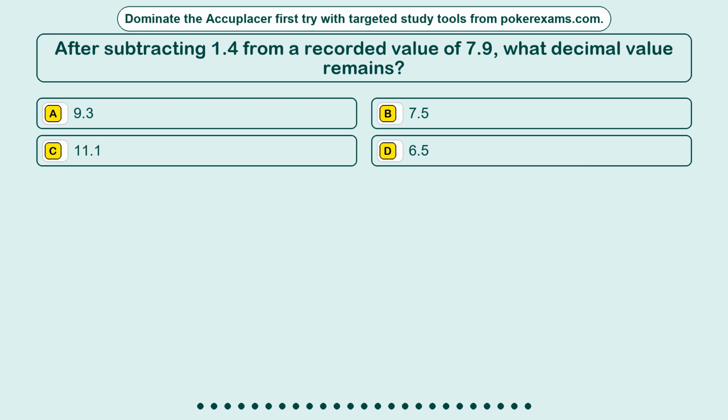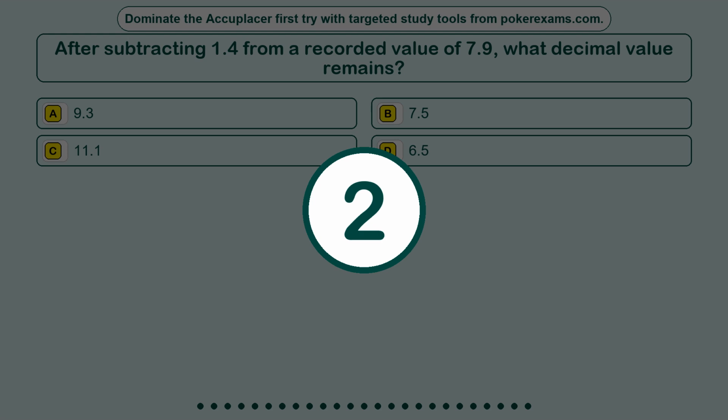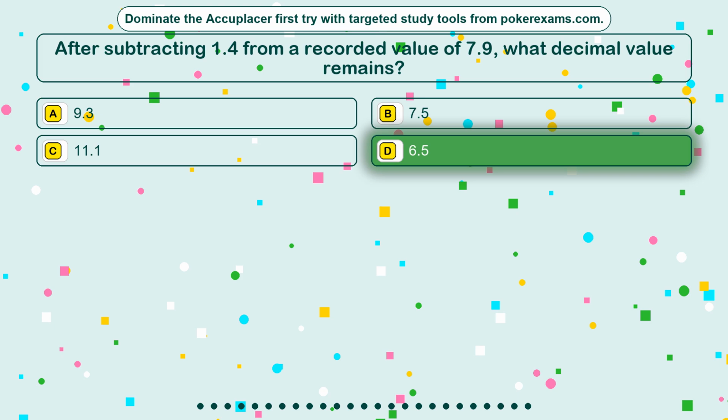Question 3. After subtracting 1.4 from a recorded value of 7.9, what decimal value remains? Option A, 9.3. Option B, 7.5. Option C, 11.1. Option D, 6.5. The correct answer is option D, 6.5.